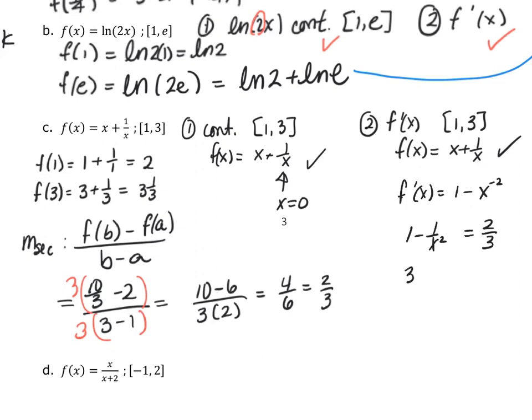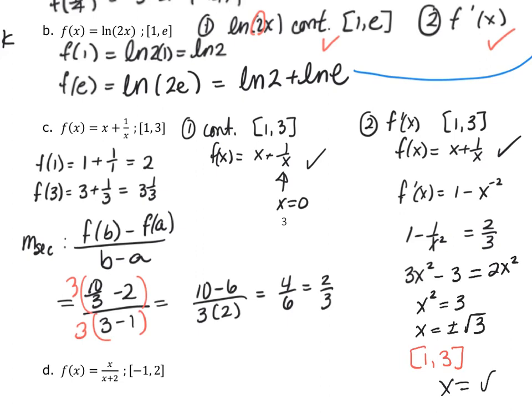When I do that, I'm going to get 3x squared minus 3 is equal to 2x squared. I'm going to add 3 to both sides and subtract x squared from both sides. So I get x squared is equal to 3. x is equal to plus and minus the square root of 3. The only one that is in the interval from 1 to 3 is x equal to the positive square root of 3. So that's how we apply the mean value theorem.